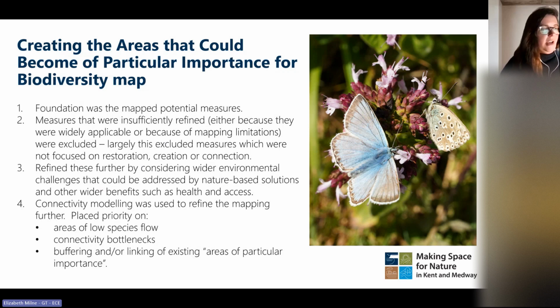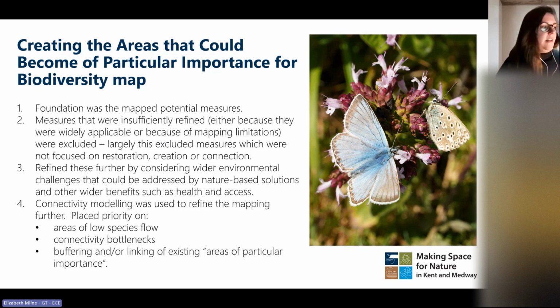We then refined that layer further by going back to what are the wider environmental challenges that could be addressed? What are the nature-based solutions that these habitats can provide us? And also, what are the wider benefits that could be delivered if we were to place that action in one area over another? So going back to my earlier example of targeting new habitat creation that can support disturbance by humans, and directing that to areas where there might be insufficient access to green space, or poor health and that sort of thing. So really thinking about how we could make the most of the nature recovery from a nature-based solutions perspective as well. And then that gave us our initial areas that could become of importance for biodiversity, but still, as you would appreciate, it was still quite broad.